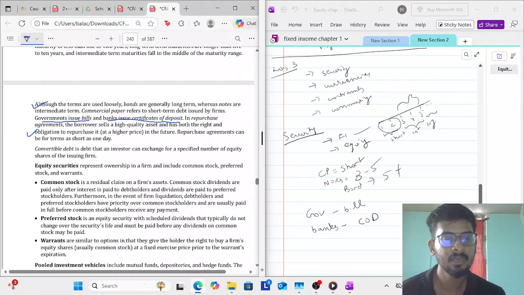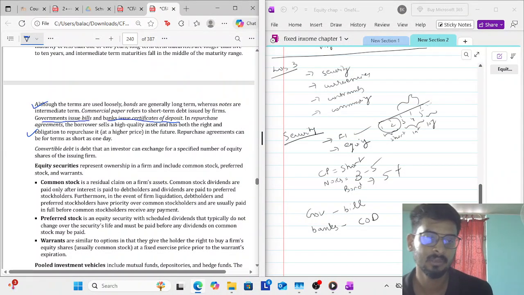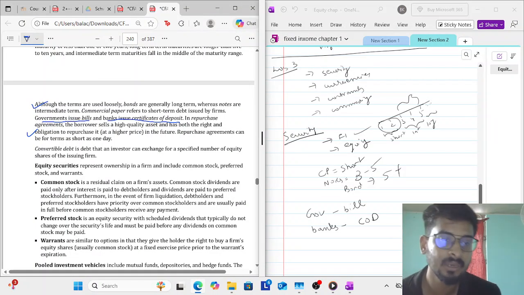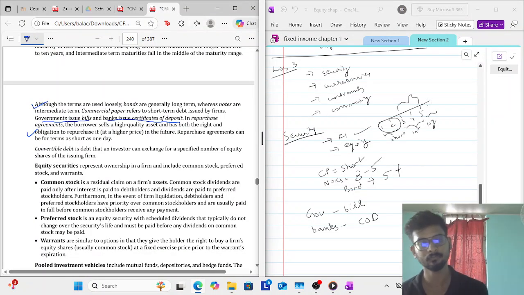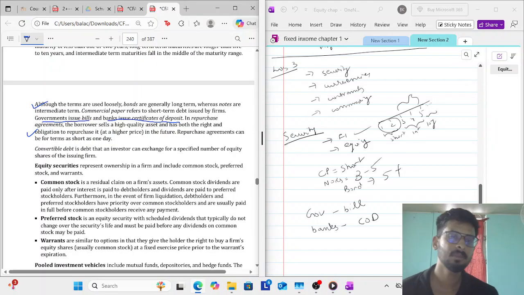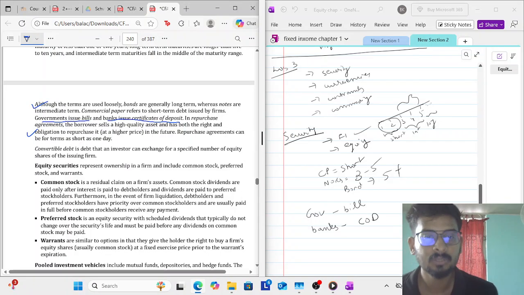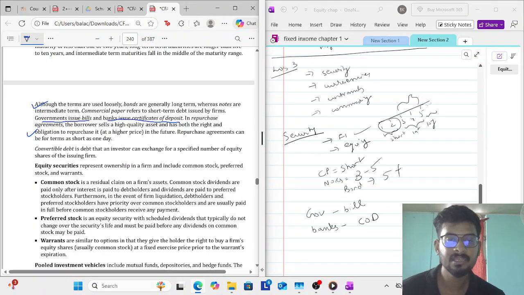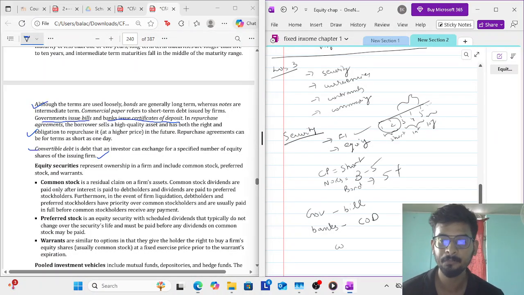Now moving to the next: convertible debt is debt that an investor can exchange for a specified number of equity shares of the issuing firm. Convertible debt means if you're buying a debt or a loan, it can be converted into equity. So this can be exchanged for a number of equity shares of the issuing firm. Okay, so convertible debt, I hope it is clear. I am just noting it down to revise at the end.